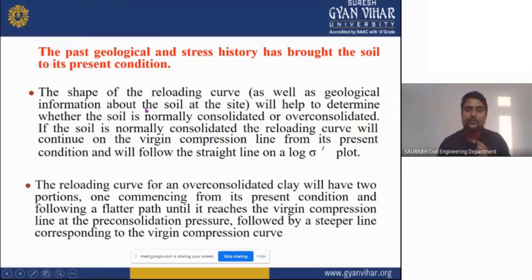If the soil is normally consolidated, the reloading curve will continue the virgin compression line from its present condition, and it will follow the straight line which we call the log sigma plot. The reloading curve for the over consolidated clay will have two portions, one commencing from the present condition and following a flatter path until it reaches the virgin compression line at the pre-consolidation pressure, followed by the steeper line corresponding to the virgin compression curve.